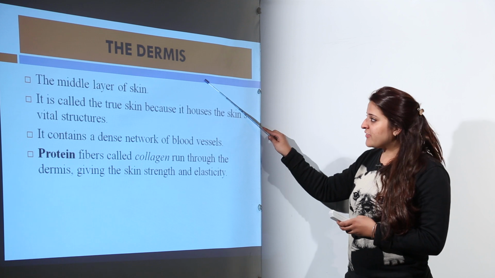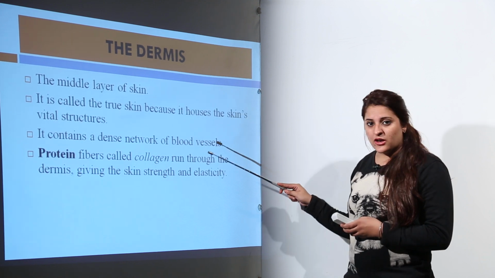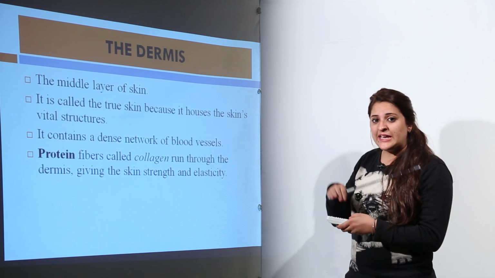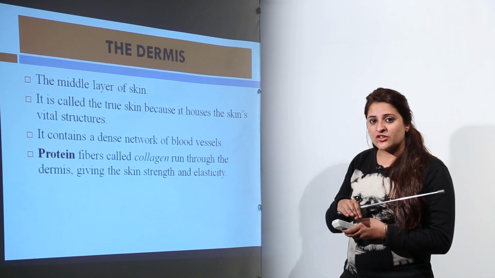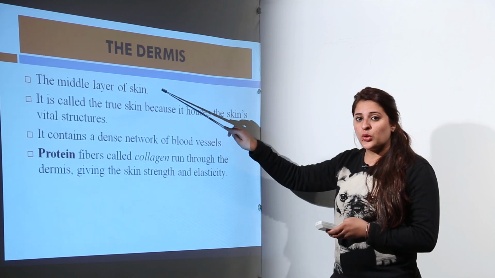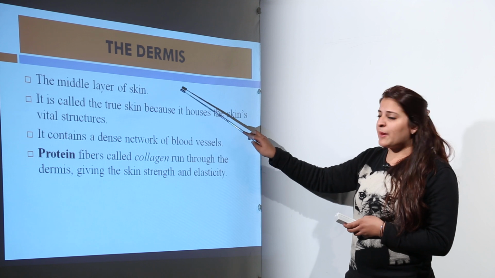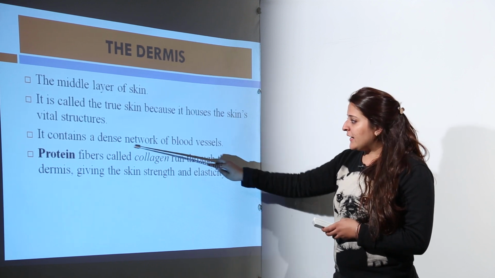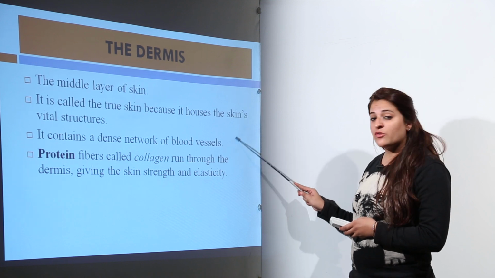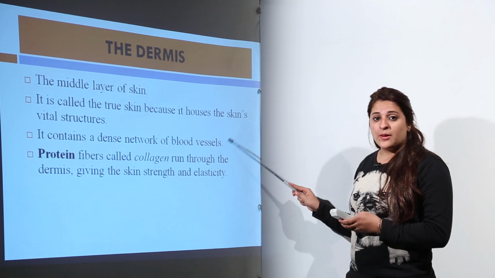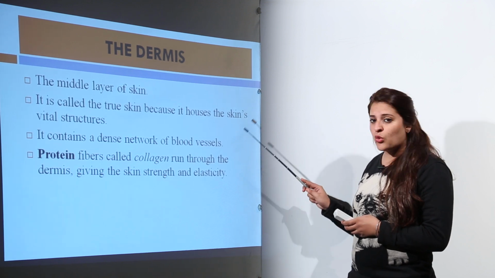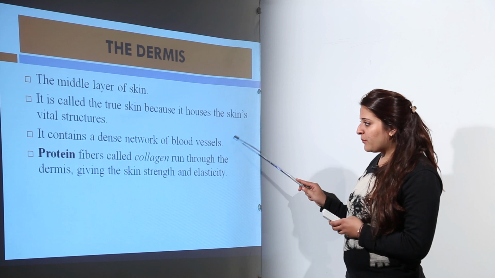Now the next layer, which is the dermis. The dermis is the middle layer of the skin, and it is called the true skin because it is the layer where the actual vital structures of the skin are located. So it is known as the true layer of the skin. However, the epidermis is not a true layer. This is a contrasting feature of the dermis: it has a good supply of blood vessels, whereas the epidermis lacks blood vessels and has no blood supply.